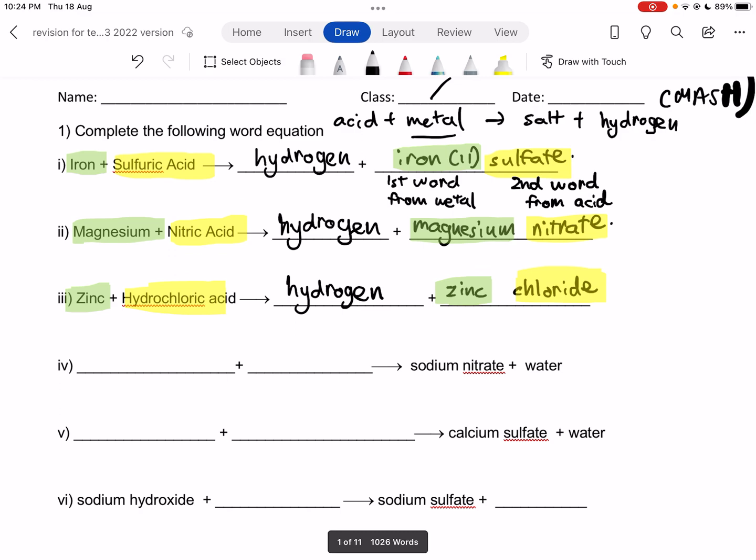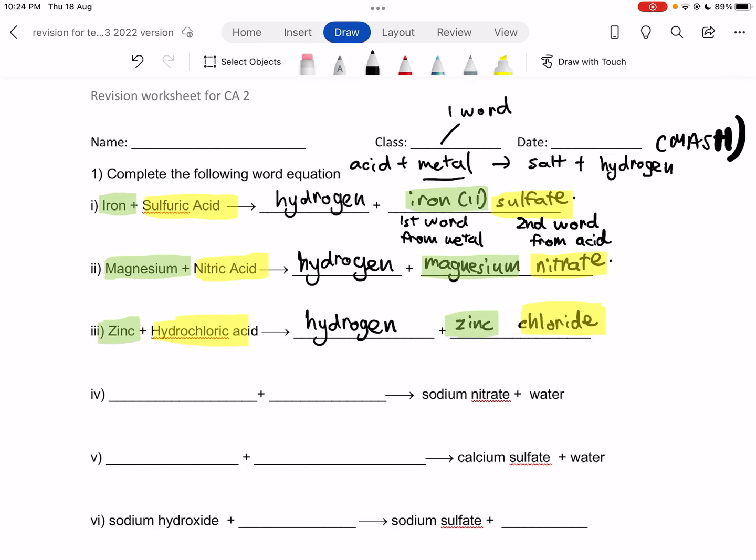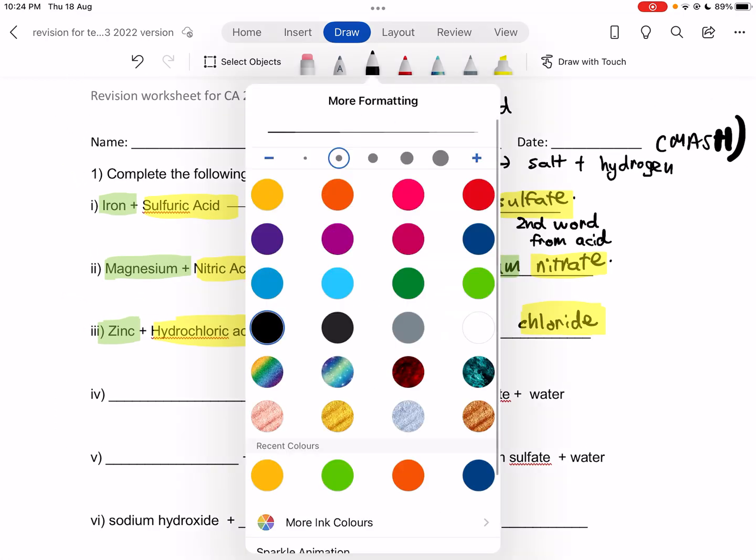Nice. Let me see, if I'm using a blue pen. Shall I use a blue pen?